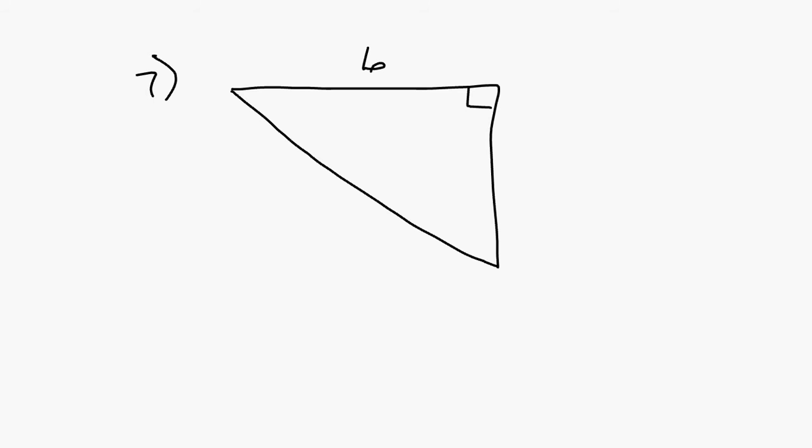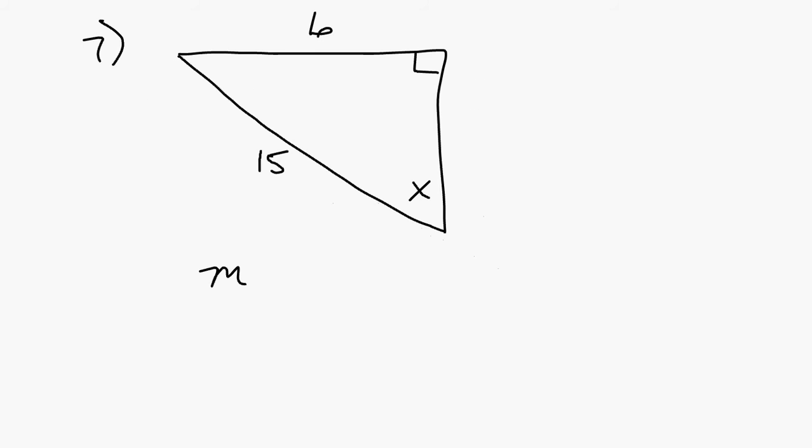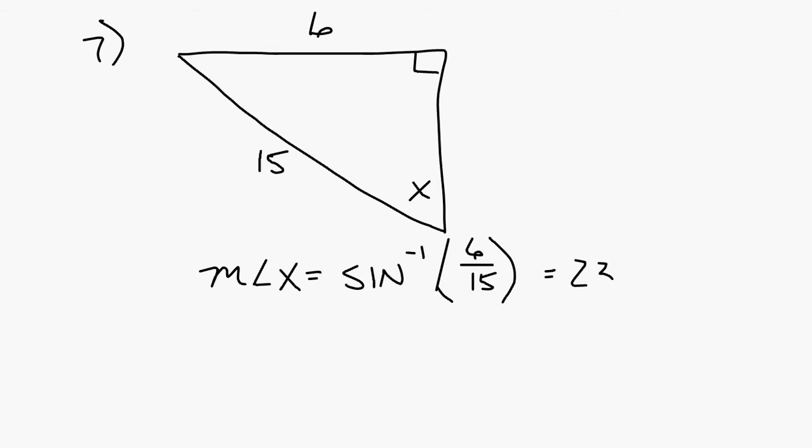Number 7. You're finding an angle again. So you're going to be using the second function in your calculator. In this problem, you're dealing with opposite and hypotenuse. Opposite and hypotenuse is sine. So the measure of angle x equals sine to the negative 1 of opposite over hypotenuse. 23.6 degrees.